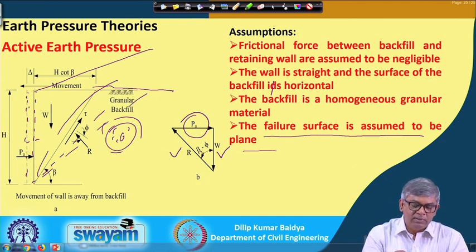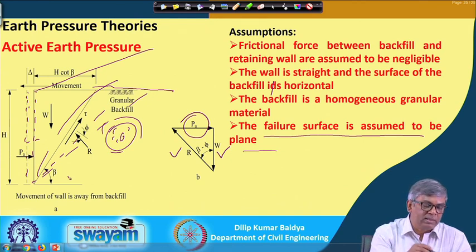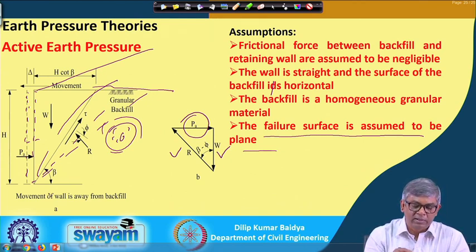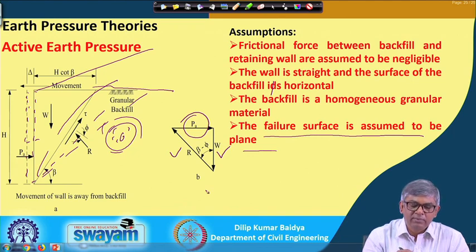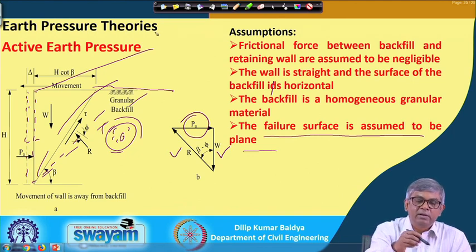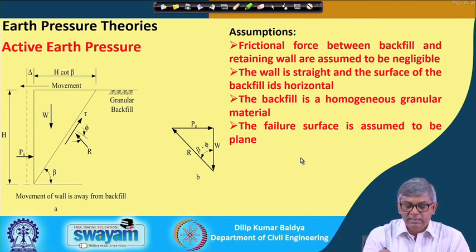So, for the time being I have considered beta as variable, and based on that I have assumed the failure wedge, and then based on that I have considered the force polygon. And if this is the force polygon, then a little bit of analysis I can do. That analysis will be something like this.